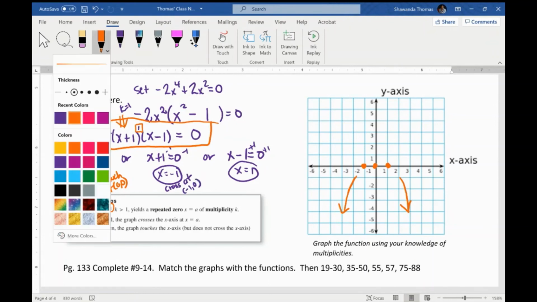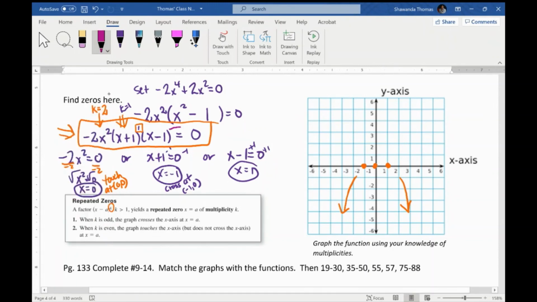All right. Last one over here. This one right in here. What is k, you think? 1 again. It's x minus 1 to the first power. So k equals 1. So since it's odd, it's also going to cross the x-axis. Cross at 1, 0. That's going to help us with the graph.